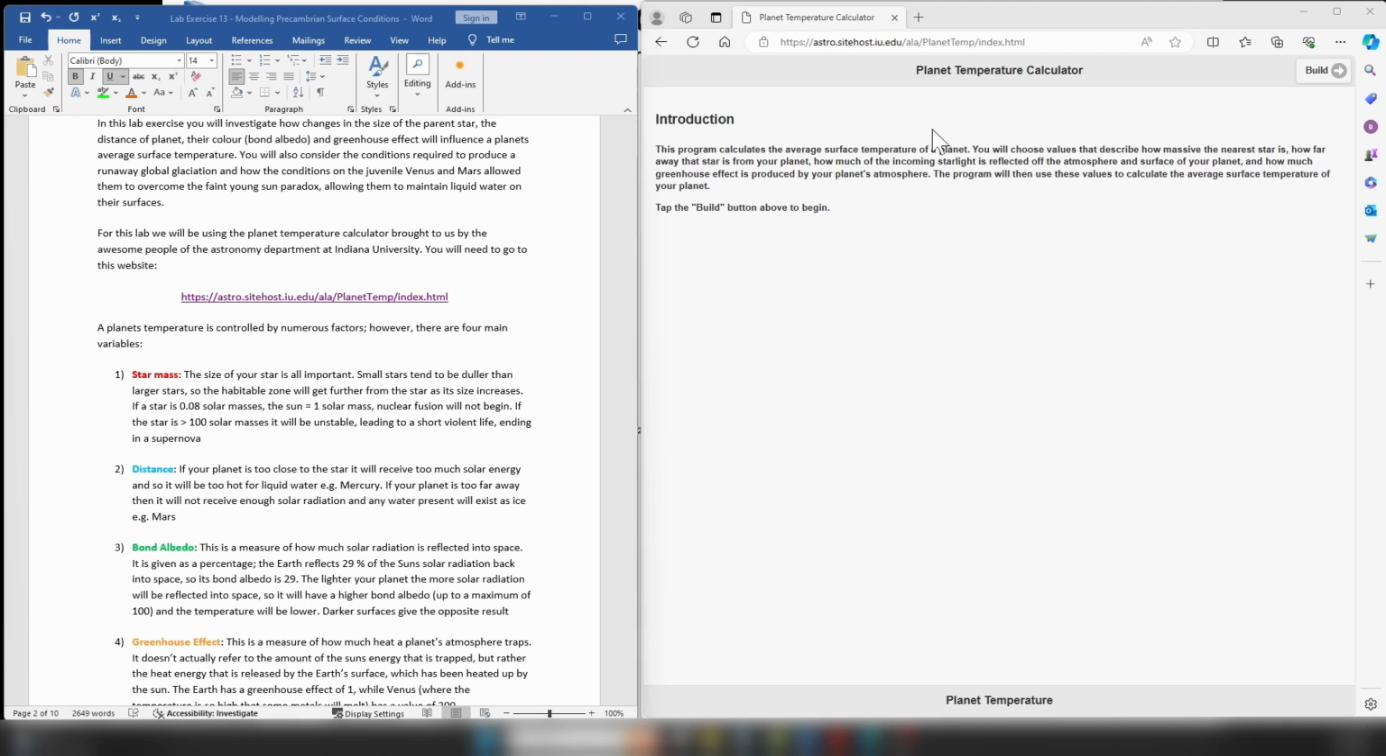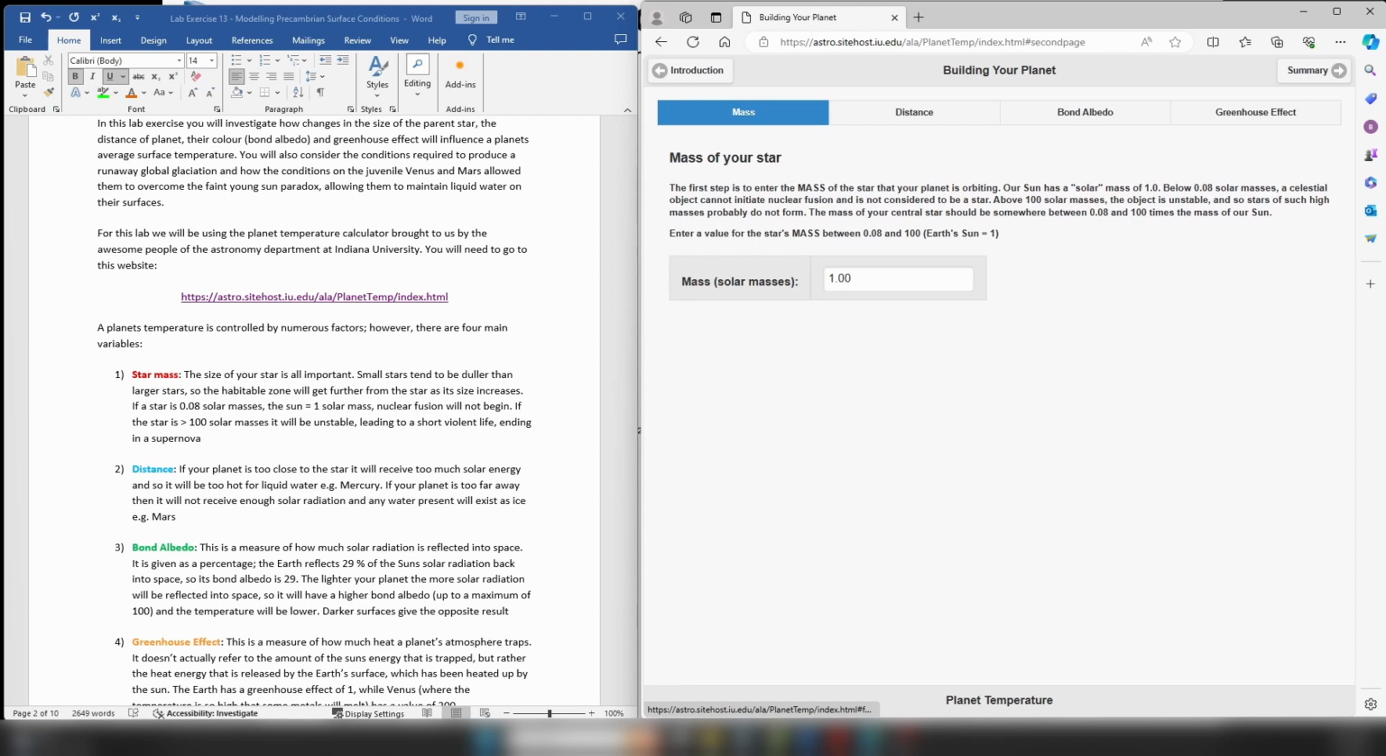And the webpage itself looks like this. It's relatively simple. I mean, you can't really get too confused. So once you've landed on this homepage, you will then hit build, and at that point it's going to allow you to begin to put in your variables. So you can put in the mass of your star, the distance between your star and your planet, the bond albedo of your planet, and the greenhouse effect of your planet.